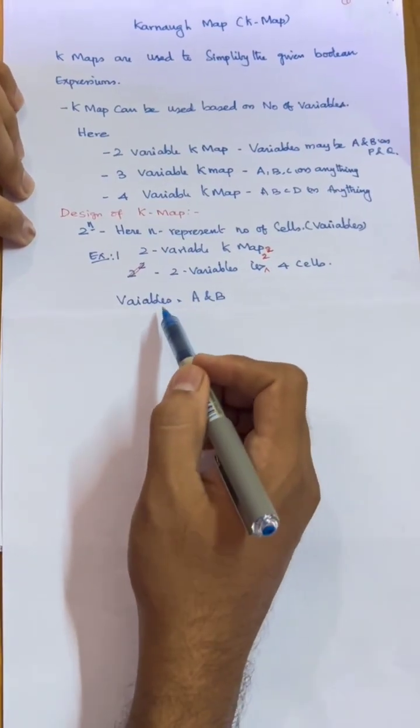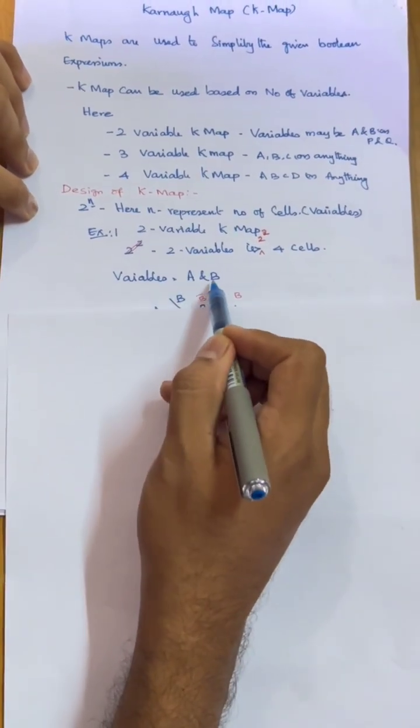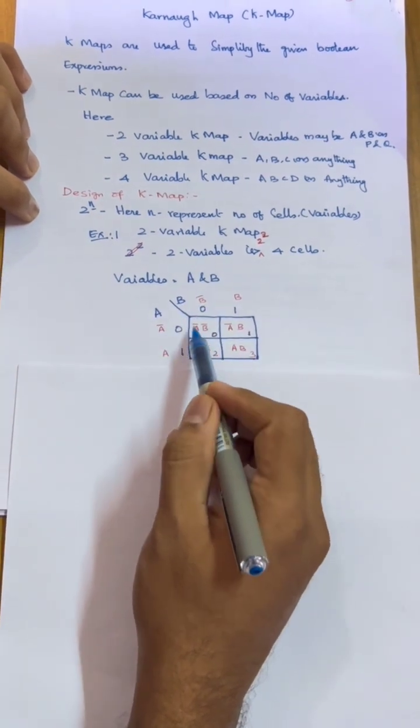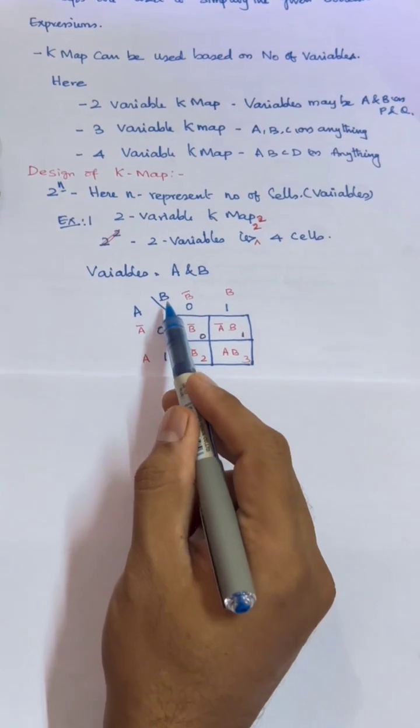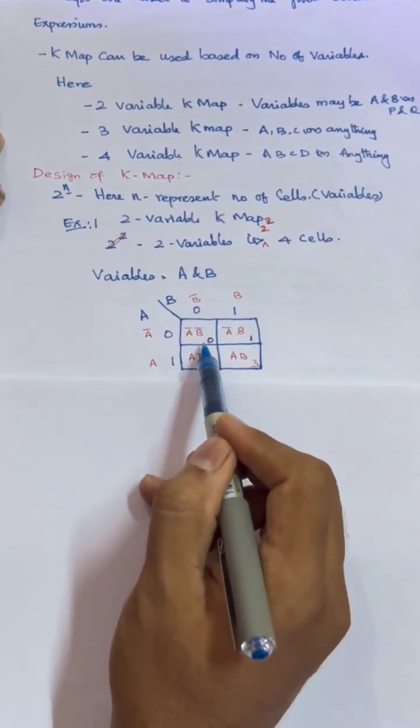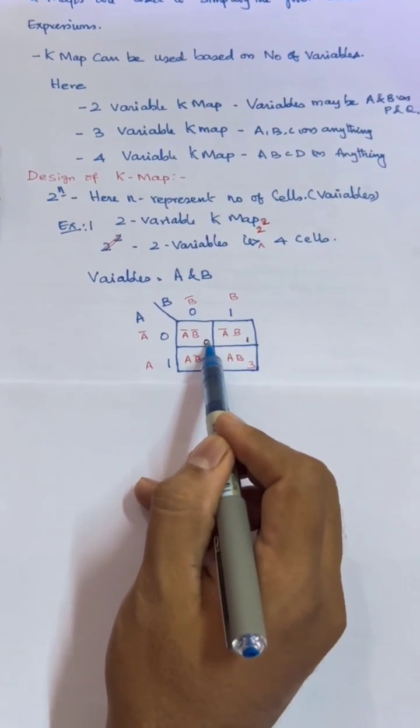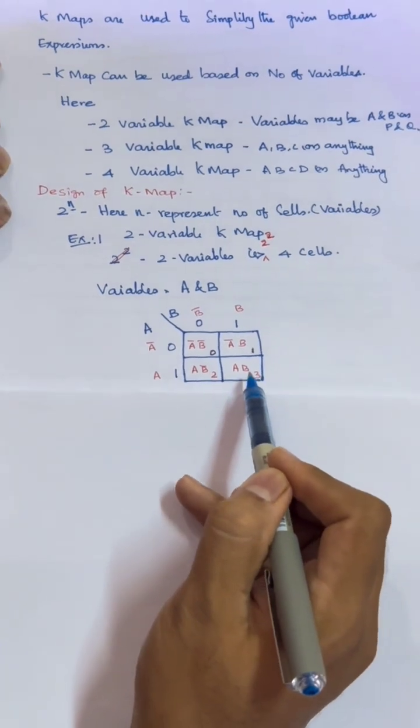You can see here, we are talking about the two variable K-map. So this is the K-map of our two variables. We are taking variables as A and B. So we have 4 cells. The cells are represented with 0, 1, 2 and 3.